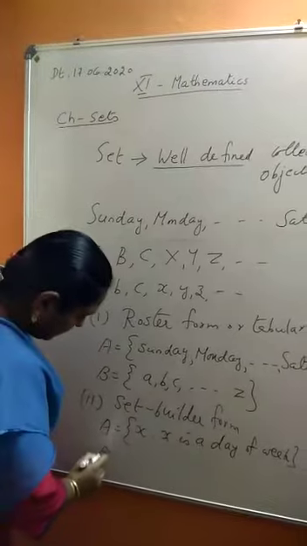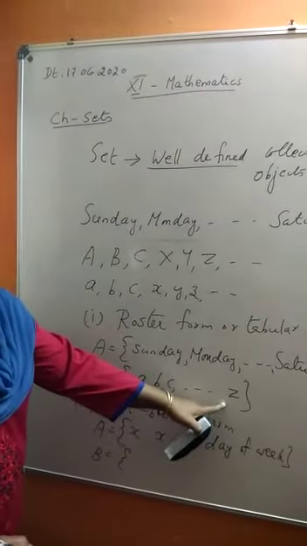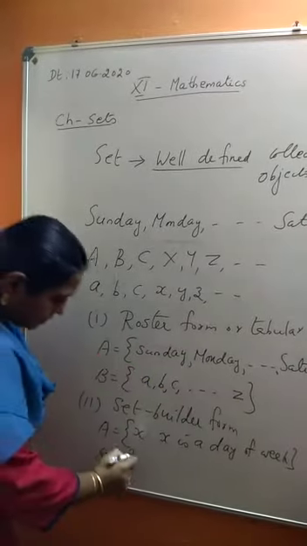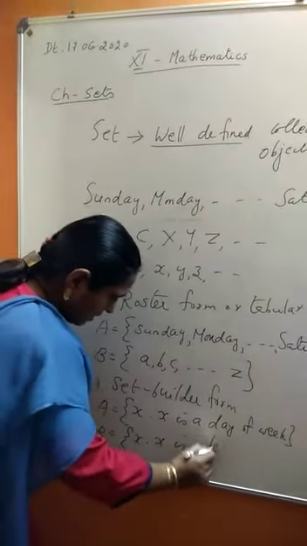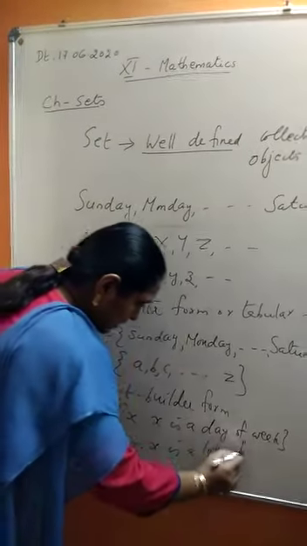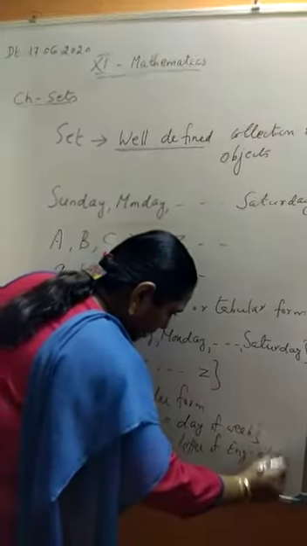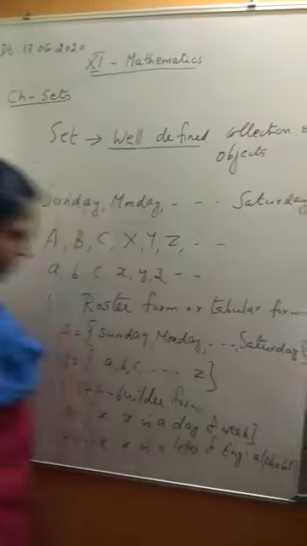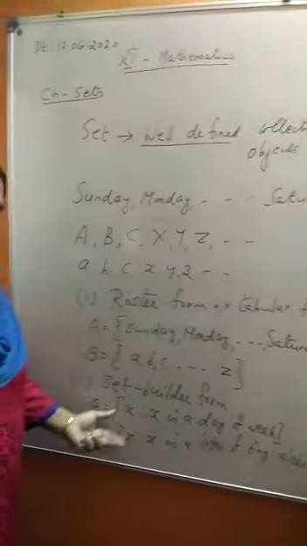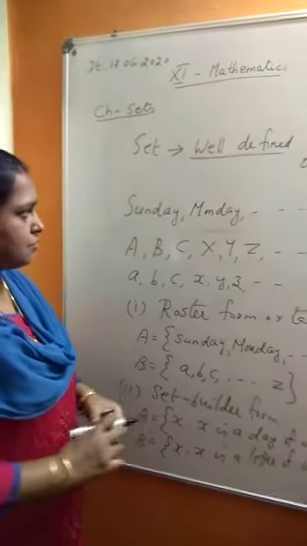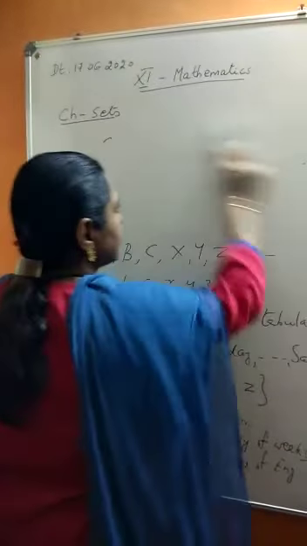Similarly, for B, in the set builder form, each and every member is a letter of the English alphabet. So we can write x is a letter of the English alphabet. This way of writing is known as the set builder form. Questions are there for converting roster form to set builder form and set builder form to roster form. One more example, I can show you how to convert set builder form to roster form.